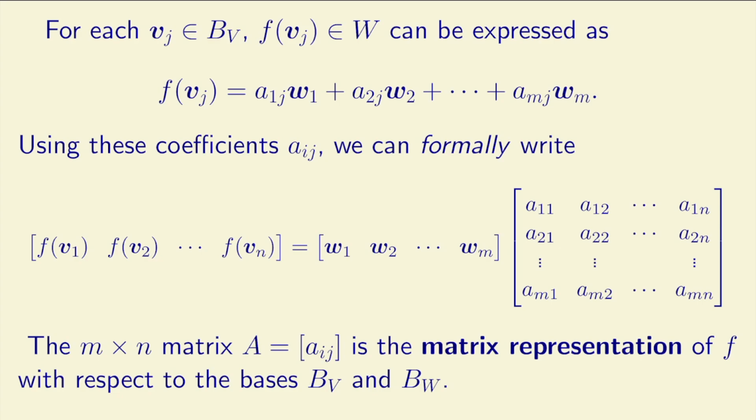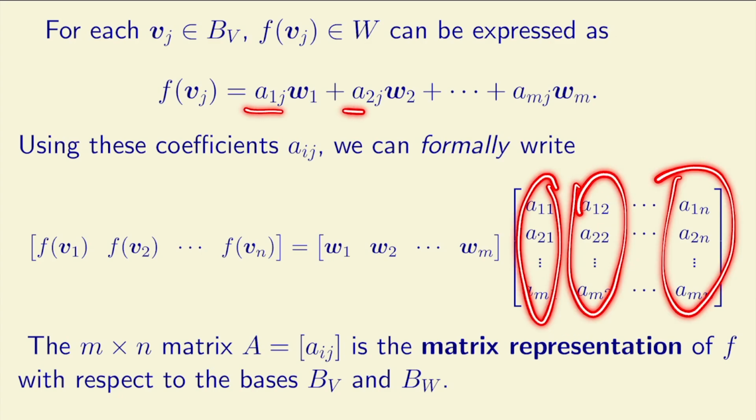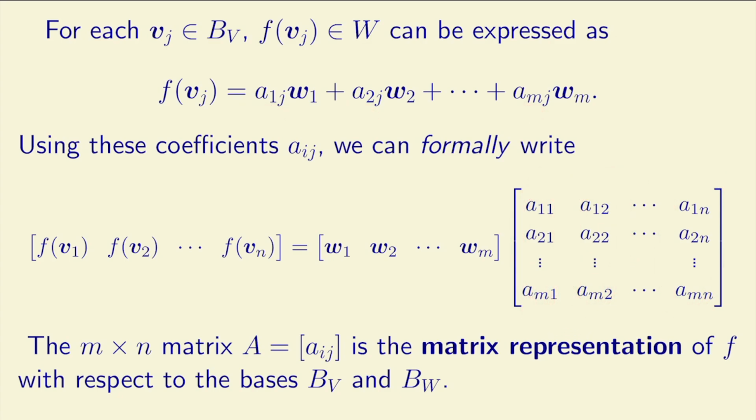The notes say, using these coefficients aij, we can formally write (f(v1), f(v2), ..., f(vn)) equals (w1, w2, ..., wm) times A. Then it defines the m by n matrix A as the matrix representation of f with respect to the bases B_V and B_W. Each column of A corresponds to the coefficients for one of the transformed basis vectors, f(vj). Whoa, that's really neat. It's just a table of the coefficients that describe the transformation.